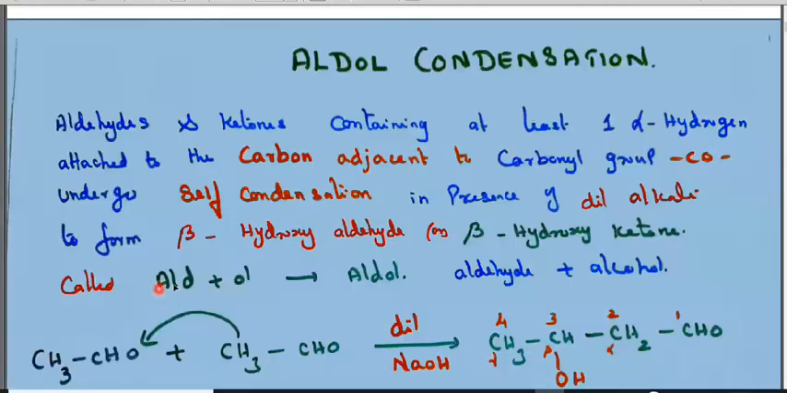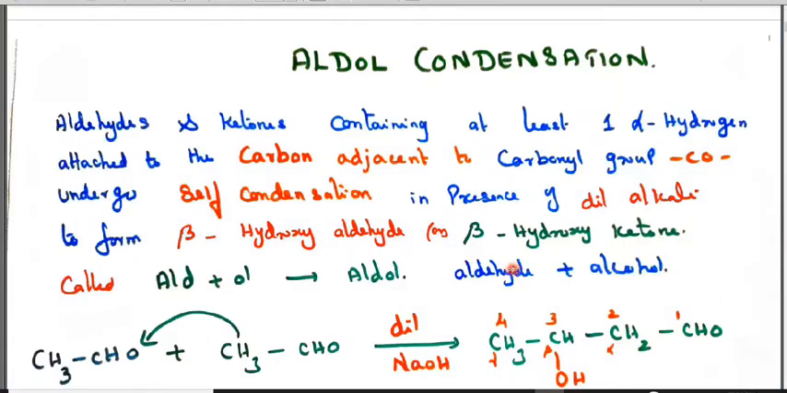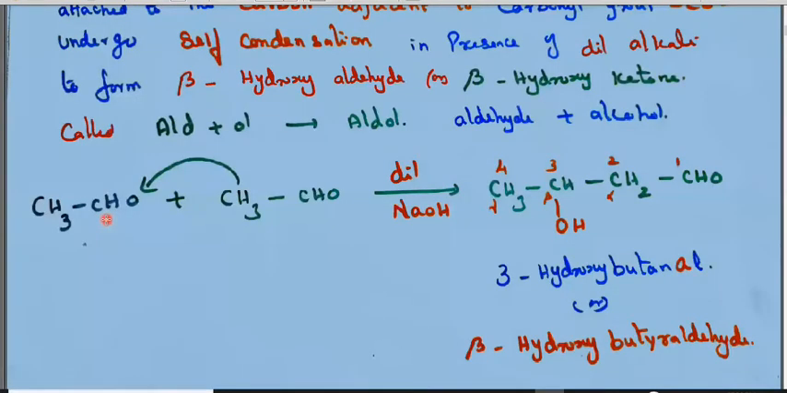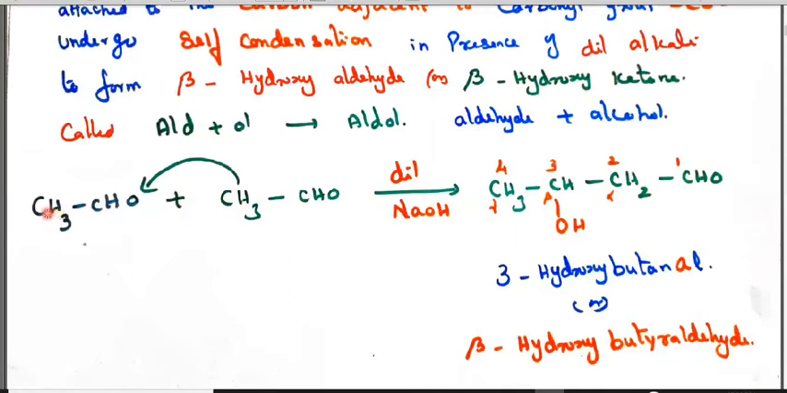So aldehyde plus alcohol gives aldol. Shortly we have written ald plus alcohol, so aldehyde plus alcohol is called aldol. Now we'll see a simple reaction, CH3CHO and CH3CHO, two molecules we have taken. This is the functional group, and the next carbon is called the alpha carbon. This alpha carbon contains 3 hydrogens. This CH3CHO also contains an alpha carbon, and it also contains 3 alpha hydrogens.